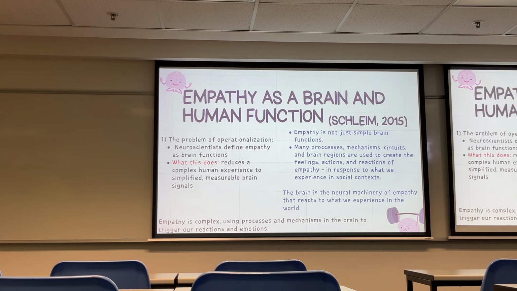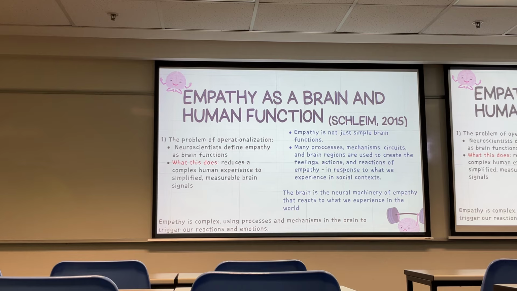The problem that Schleim raises is the operationalization of empathy. Neuroscientists define empathy as brain function, but this reduces a complex human experience to simplified measurable brain signals. Empathy is not just a simple function. Many processes, mechanisms, circuits, and brain regions are used to create our actions and feelings of empathy in response to what we experience in social contexts. In this sense, the brain is the neural machinery of empathy.